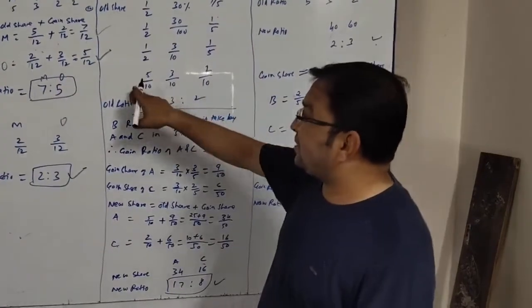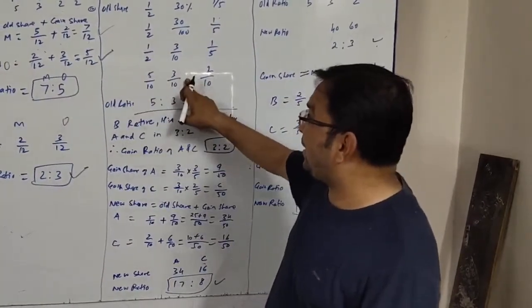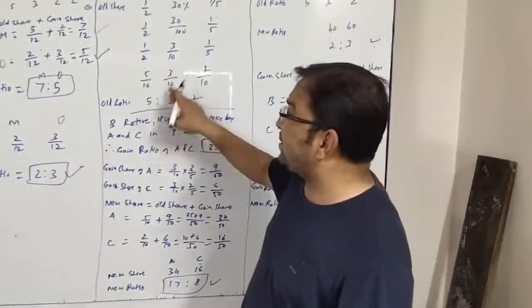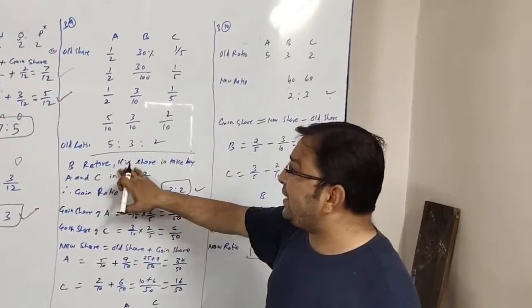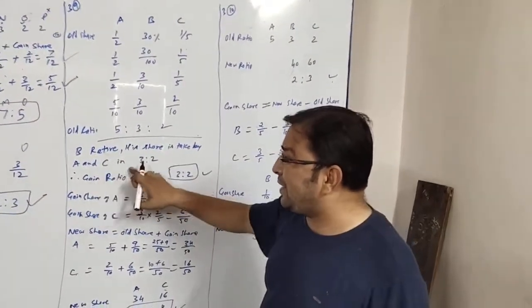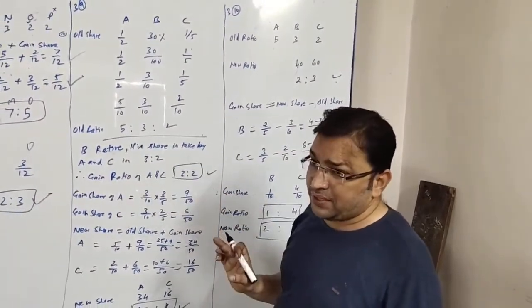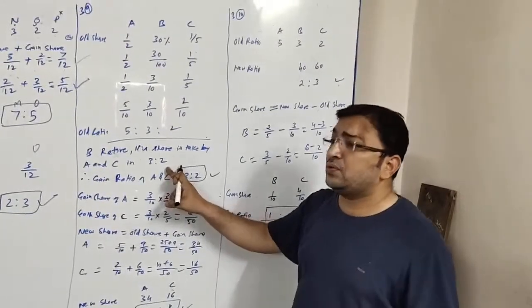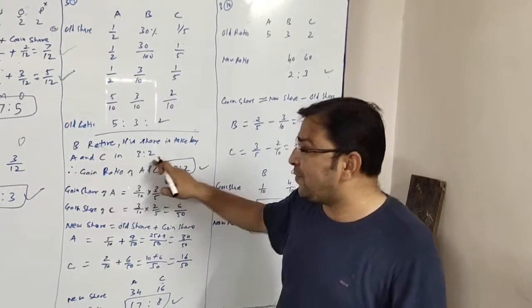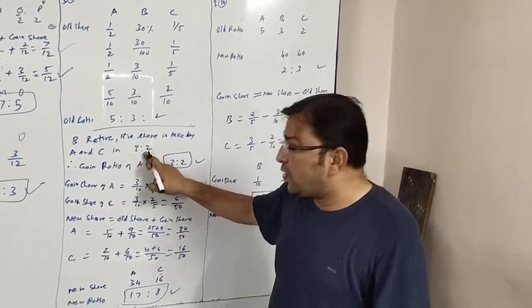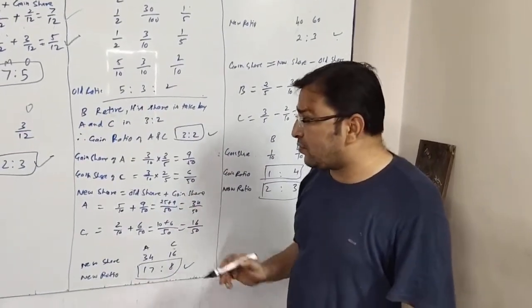So now the shares are 5 by 10, 3 by 10 and 2 by 10, that is the ratio 5 is to 3 is to 2. Now it is given that B retires and his share is taken by A and C in the proportion of 3 is to 2. That means the gain ratio of A and C is 3 is to 2.